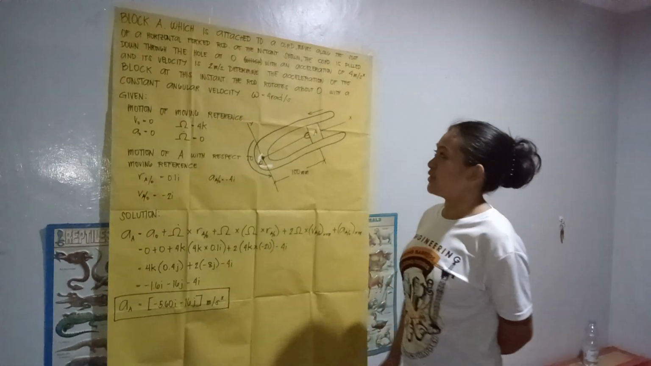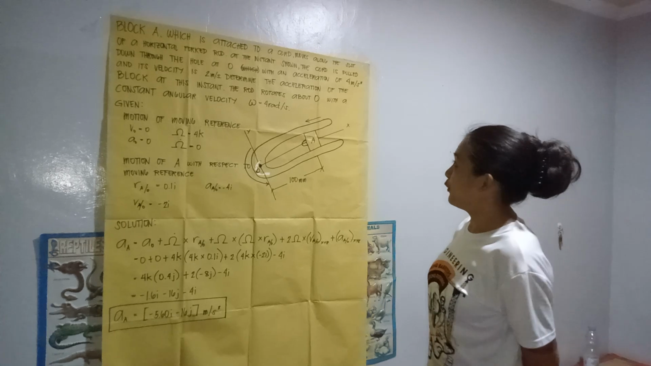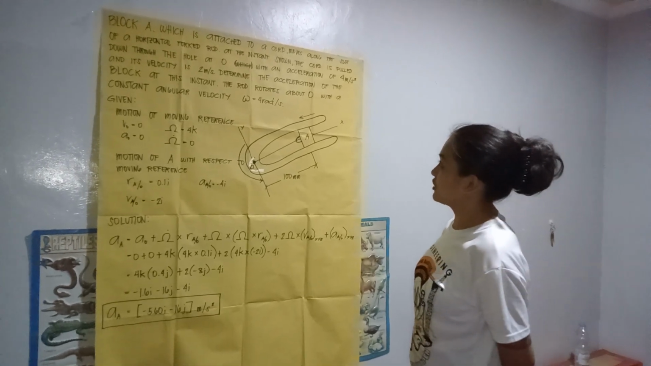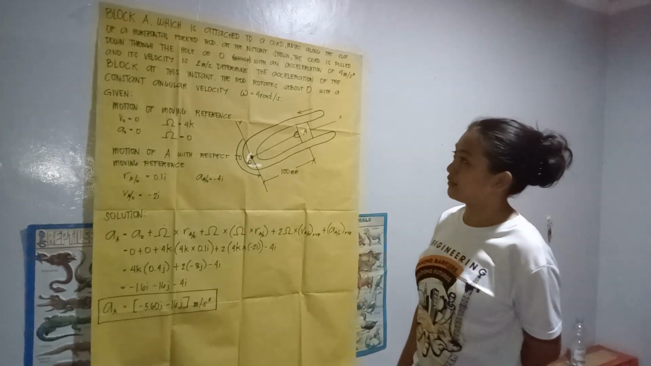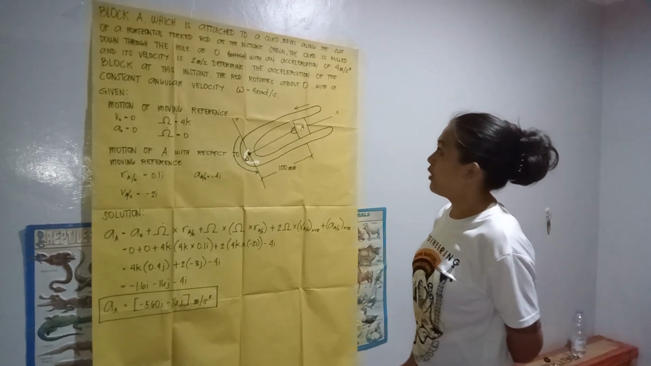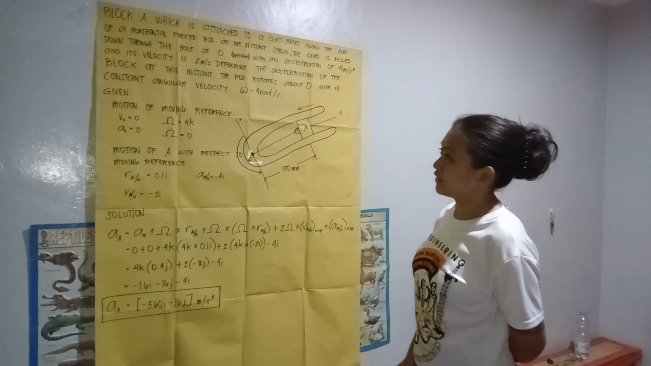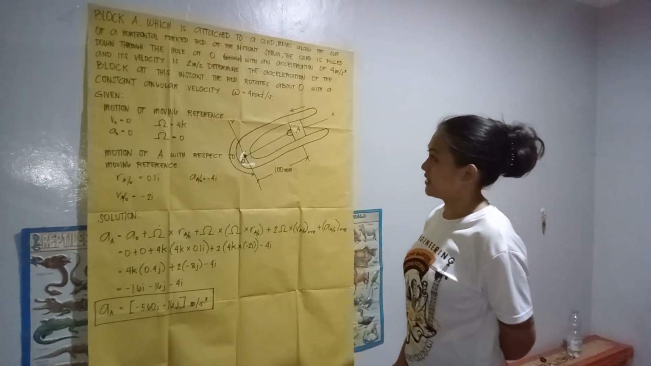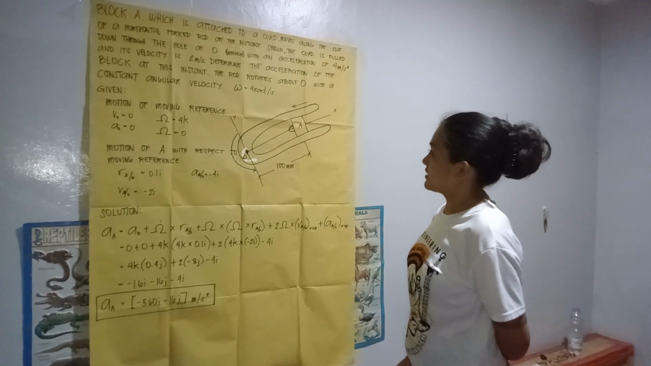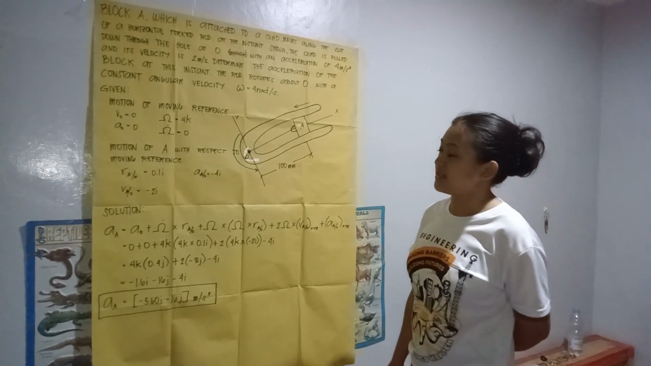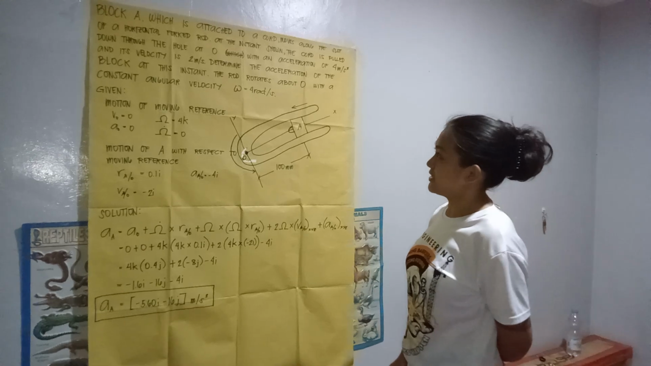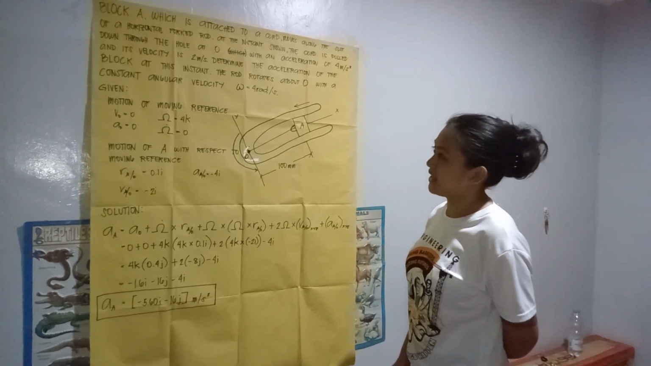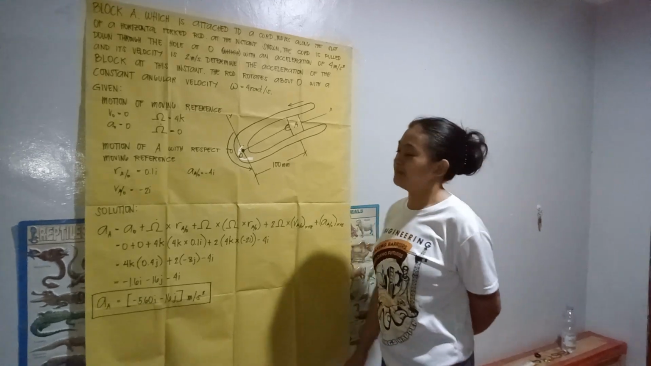So block A, which is attached to a cord, moves along the slot of a horizontal fork rod at the instant shown. The cord is pulled down through the hole at O with an acceleration of 4 meters per second squared, and its velocity is 2 meters per second. Determine the acceleration of the block at this instant. The rod rotates about O with a constant angular velocity of 4 rad per second.